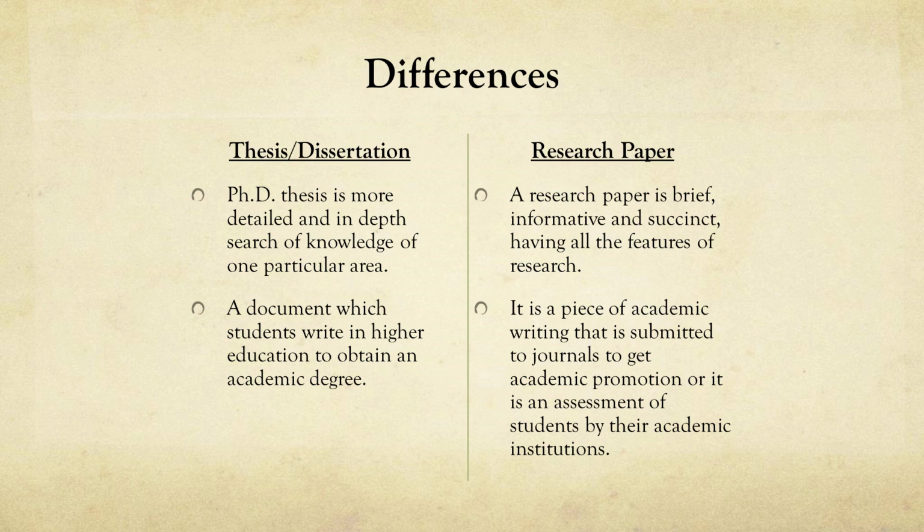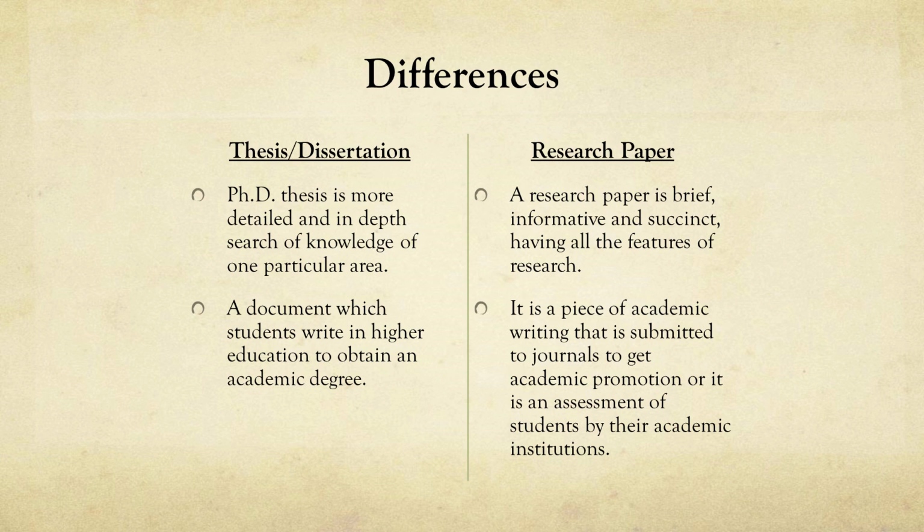The difference between a thesis and a dissertation is that if a scholar is trying to attain a PhD degree, that is usually called a thesis. Dissertation relates to students who are doing their postgraduate studies. When you present a report on your post-graduation, you submit your whole dissertation. Both are documents which students write in their higher education to obtain their academic degrees.